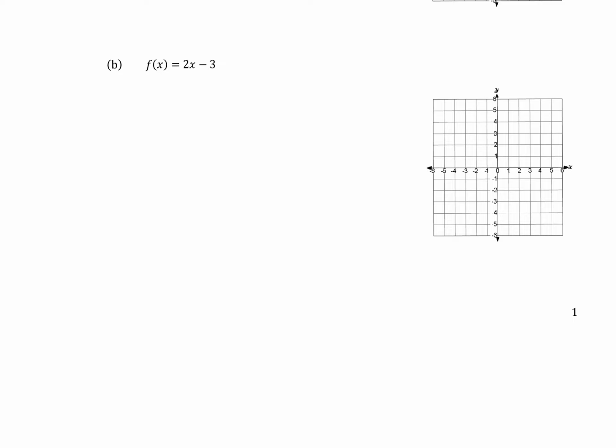So let's graph. Why don't we make a table of values? X and Y. And I think I'll start with 0 because that's always nice. If x is 0, y is -3. If x is 1, y is 2 minus 3, which is -1. 2 gives me 1. Let's graph those points: (0, -3), (1, -1), and (2, 1). Okay, they all line up, and I have my line.